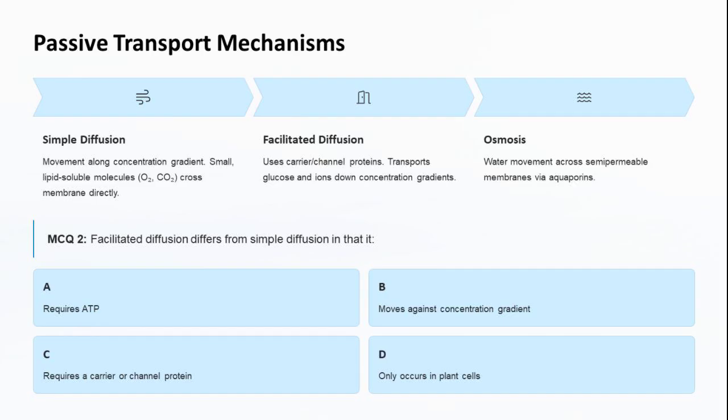MCQ time again. Facilitated diffusion differs from simple diffusion in that it: A. Requires ATP. B. Moves against the concentration gradient. C. Requires a carrier or channel protein. D. Only occurs in plant cells. Type your answer in the chat.